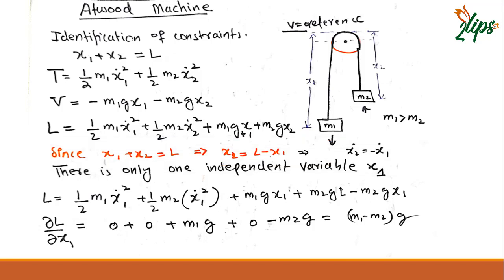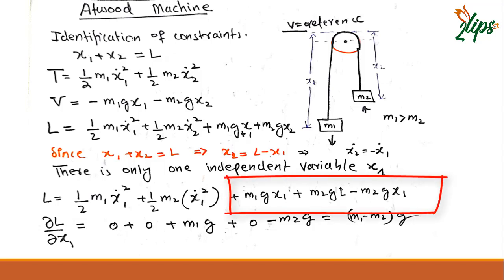I can put these values in the above equation. The first term is as it is, and in the second term I will put x1 dot squared, because when dealing with the square, the negative sign does not matter. The third term is the same, and the fourth and fifth terms get changed. In the fourth term we have m2 g L minus m2 g x1. Simply, we have put these values in the above equation.